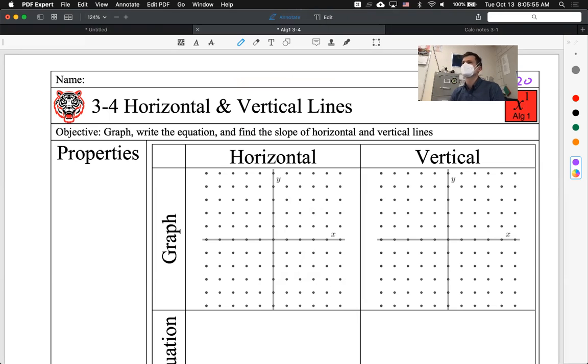Our objective today, who wants to read that? Go for it, Ripley. Graph, write the equation, find the slope of the horizontal and vertical line. There it is. All right, thank you.